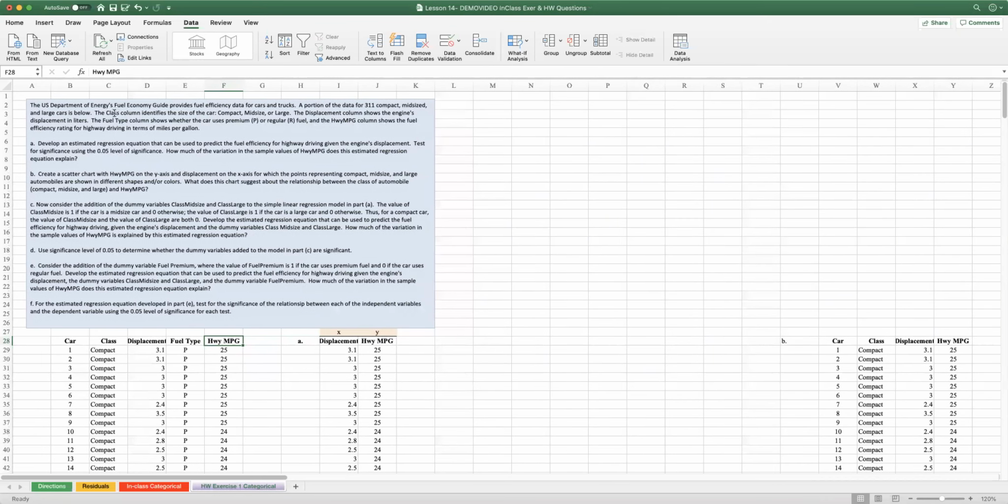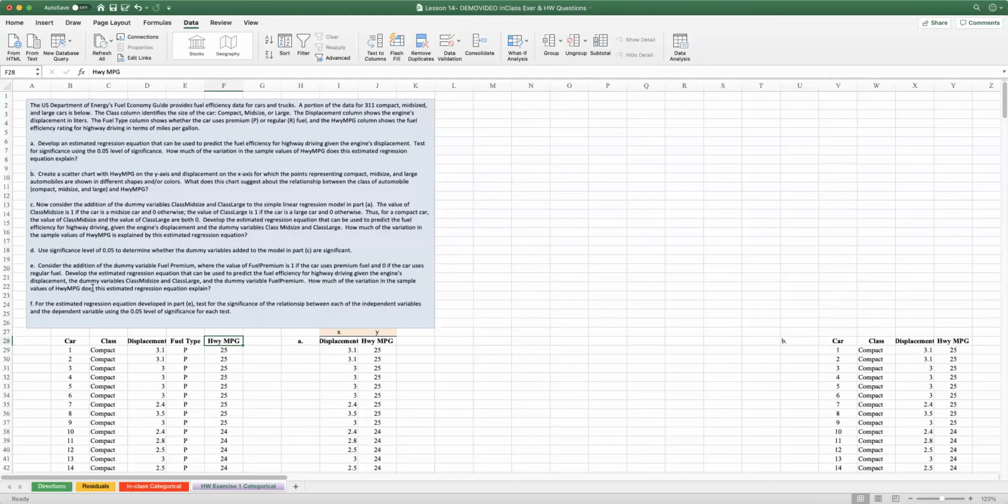The class column identifies the size, the displacement column shows the engine's displacement in liters, the fuel type shows whether the car uses premium or regular, and the highway miles per gallon shows the fuel efficiency rating for highway driving in terms of miles per gallon. So you've got to do A through F. There's quite a bit of work here.